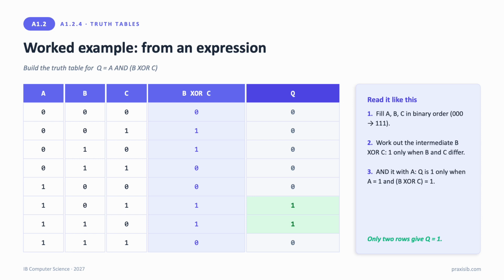Here is the exam tip. That intermediate column is not just for show. It is where you actually earn marks, and it stops you trying to juggle 2 operations in your head at the same time. Always add those middle columns and you will get the higher grades.